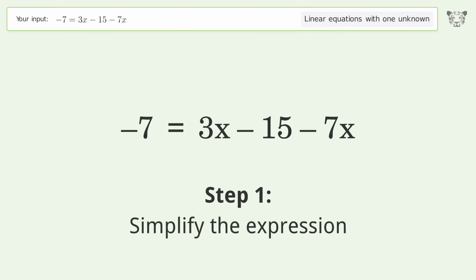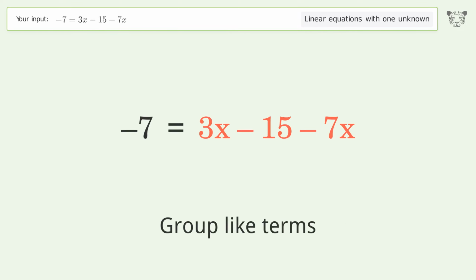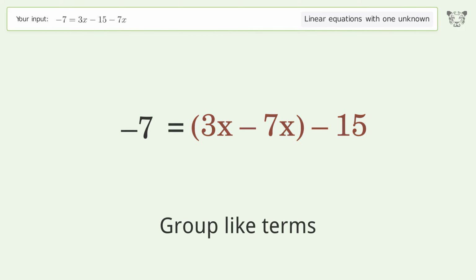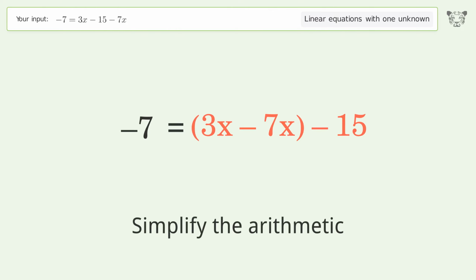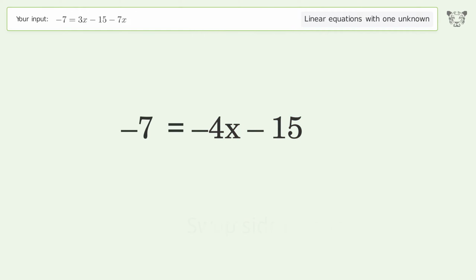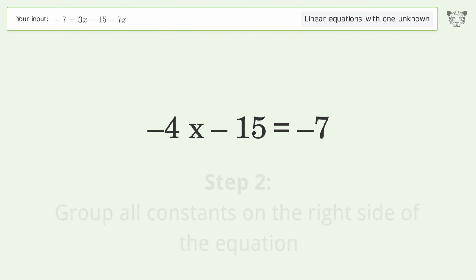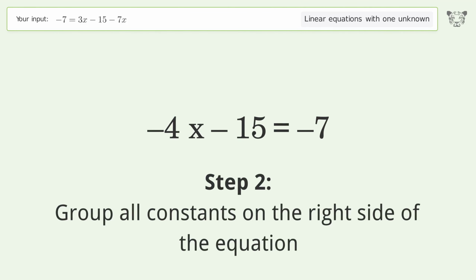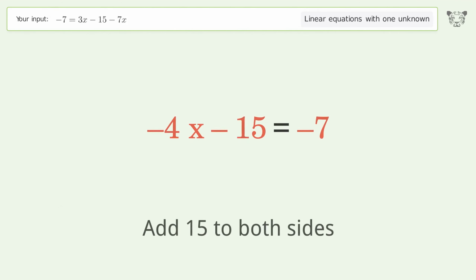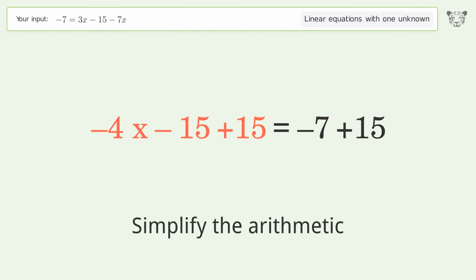Simplify the expression. Group like terms. Simplify the arithmetic. Swap sides. Group all constants on the right side of the equation. Add 15 to both sides. Simplify the arithmetic.